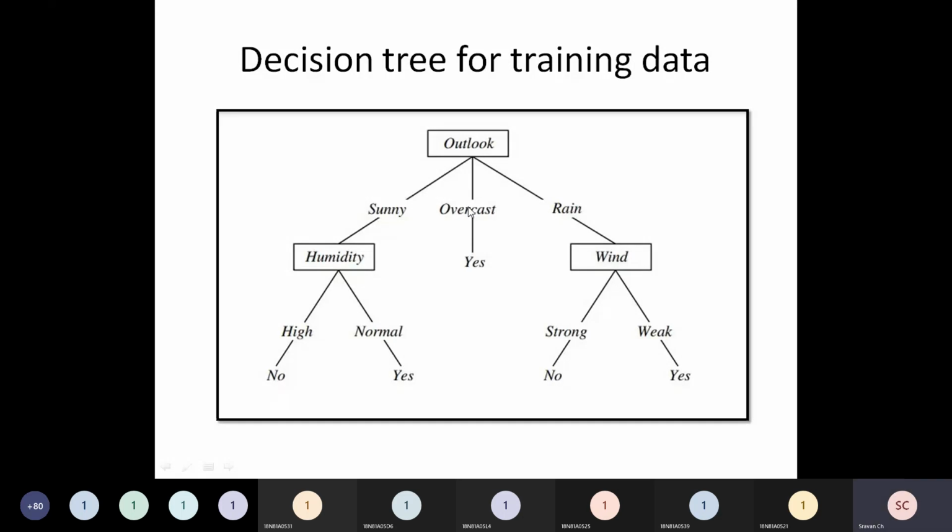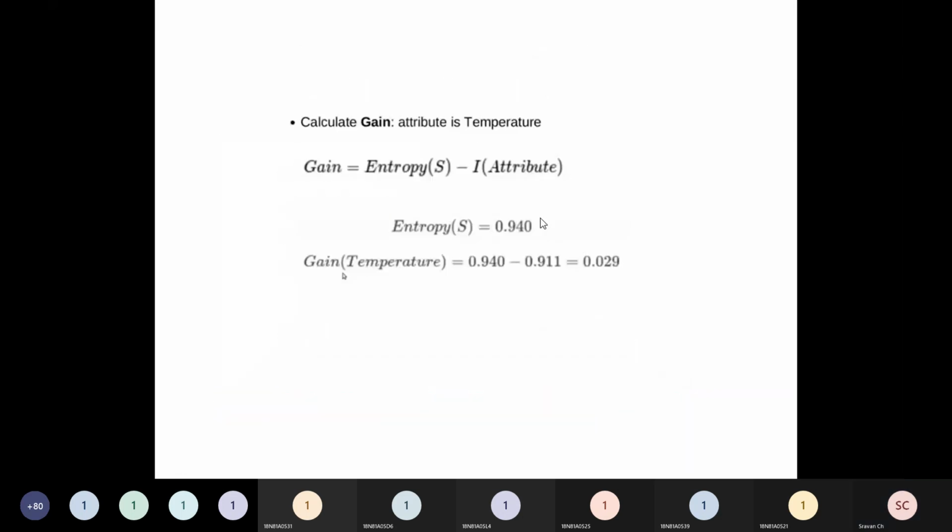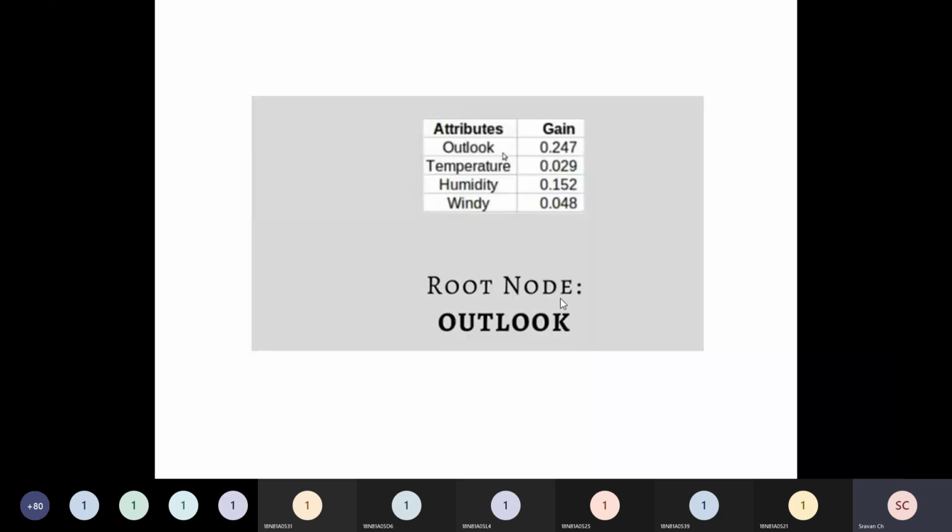But if it is overcast, it is always yes, so I have written yes, it is the leaf node now. So this one we have solved. But if it is sunny and rainy, what do we need to do? See here. The root node is Outlook. Fine. And how many children does Outlook have? 3.